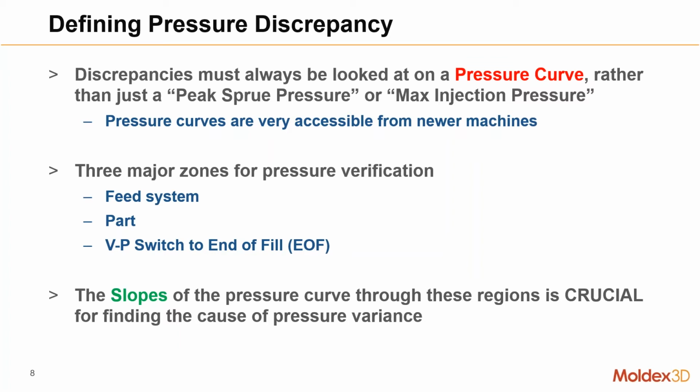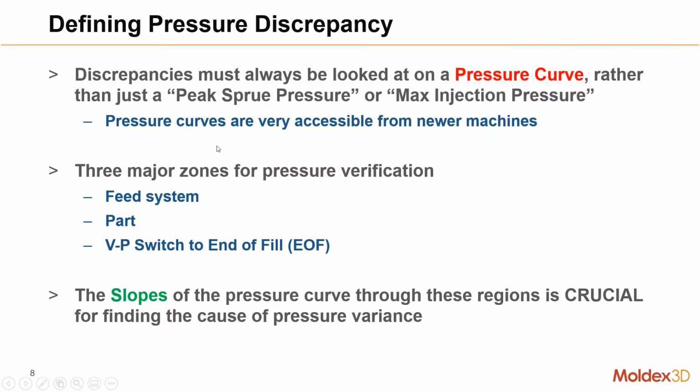injection stage. This is actually a very misleading value because it'll end up causing more questions than it'll give you answers at the end of the day. So one of the most important things that you want to get out of this webinar is that there's discrepancies. Whenever you see a difference between simulation and reality, you should always be looking at those discrepancies on a pressure curve rather than just looking at the last value.